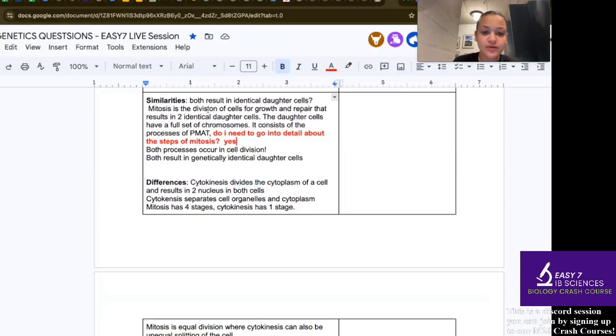Okay. So both result in identical daughter cells. Yes, so both actually are involved in the creation of identical daughter cells, right? Mitosis is the division of cells for growth and repair that results in 2 identical daughter cells. Well done. The daughter cells have a full set of chromosomes and it consists of the process of PMAT, and then you can go through it.